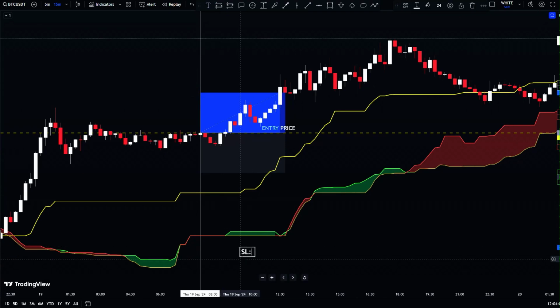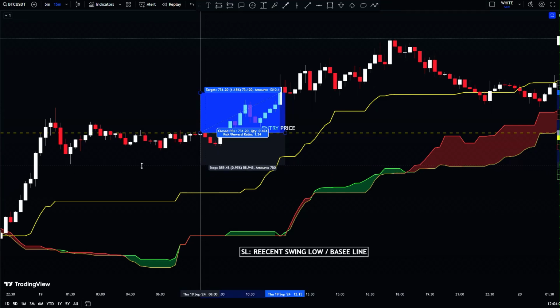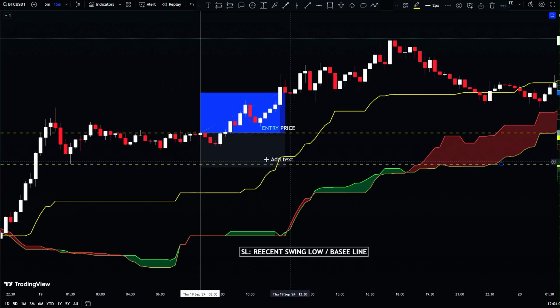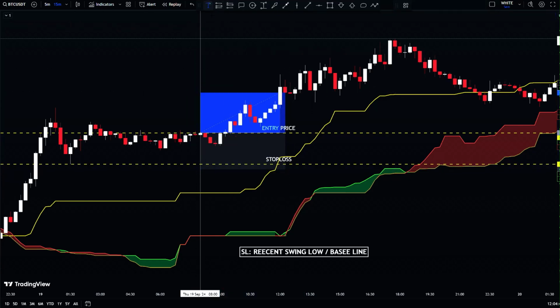For setting the stop loss, we can use the recent swing low or the Kijun line. The stop loss is important because it helps manage your risk by limiting potential losses. By placing the stop loss at the recent swing low or the Kijun line, we ensure that we have a safety net in case the trend doesn't go as planned. For the target, we aim for a profit that's 1.5 times the risk of the trade.